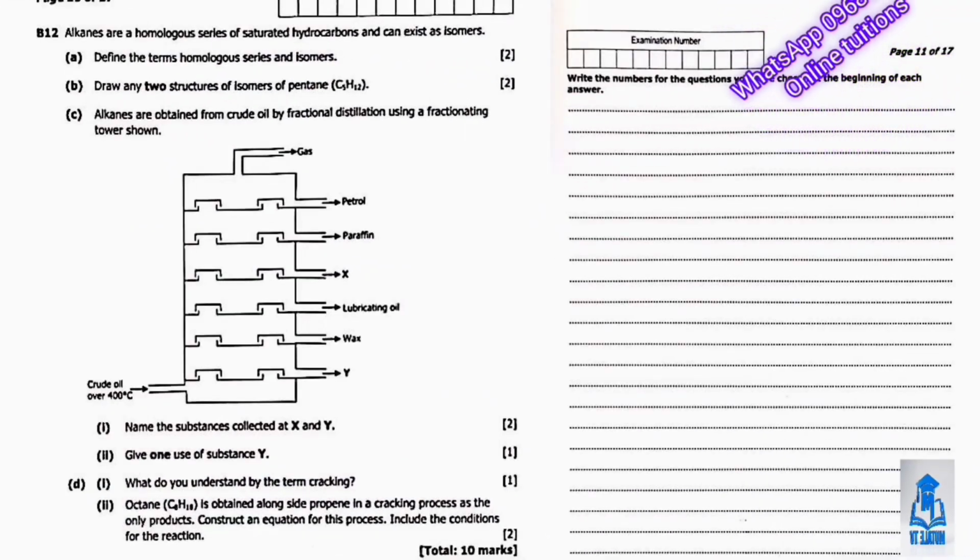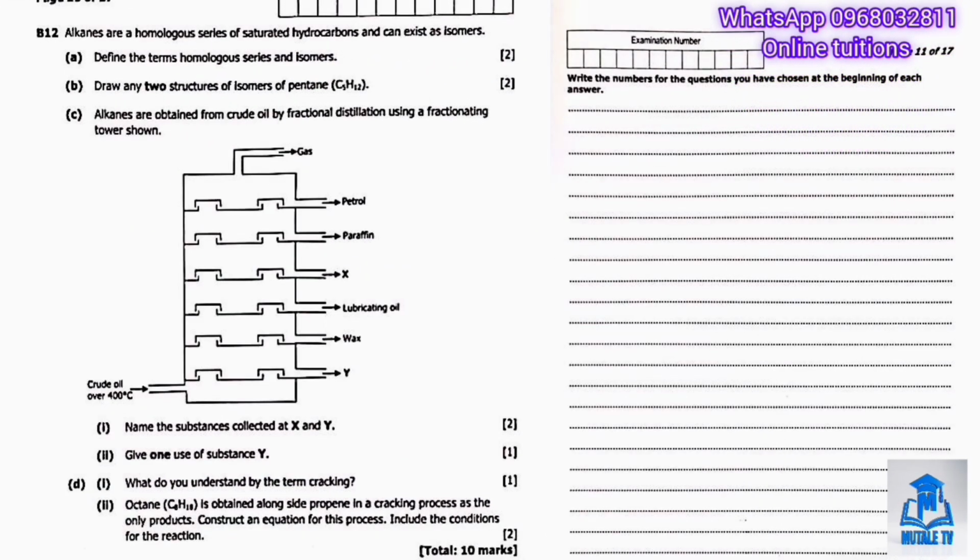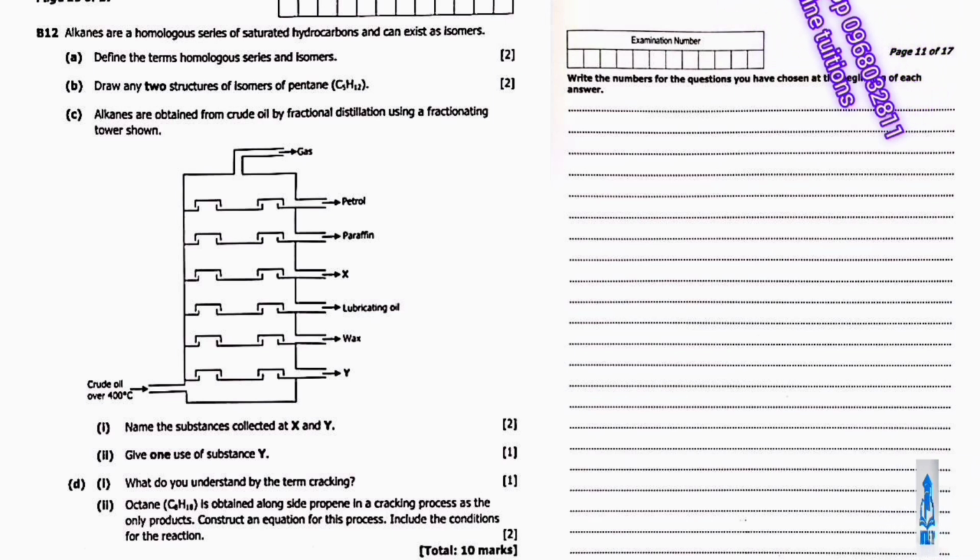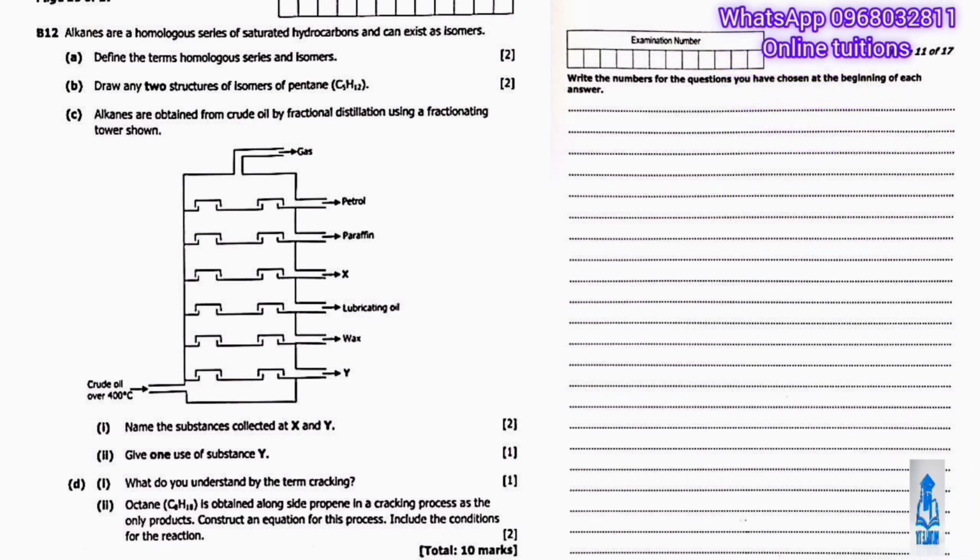Question 12B, our final question on alkenes. The question tells us that alkenes are a homologous series of unsaturated hydrocarbons and can exist as isomers. Then part A asks us to define the terms homologous series and isomers.